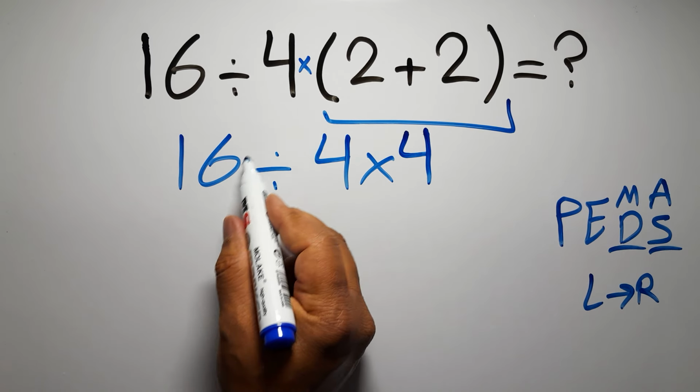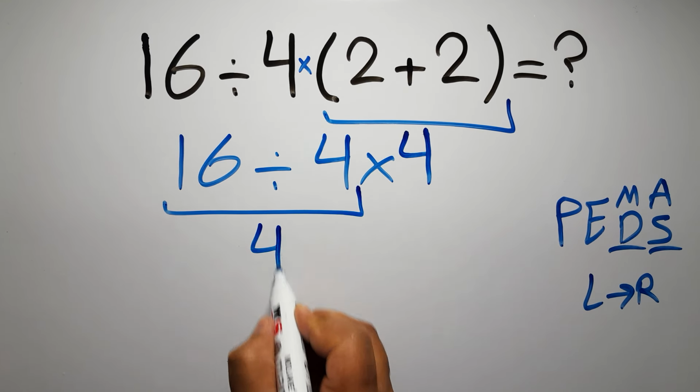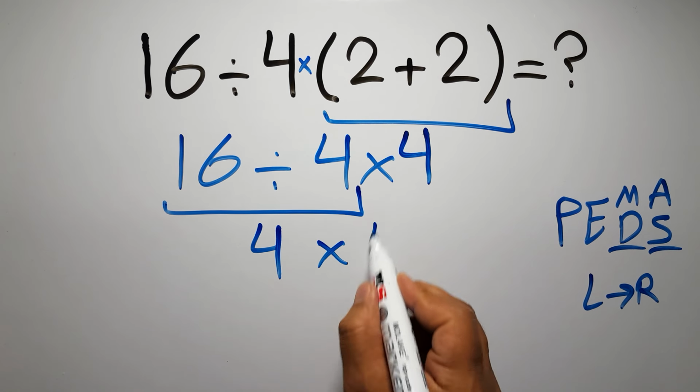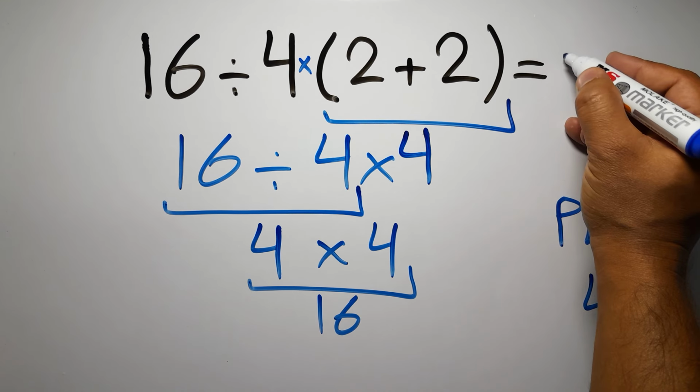So here first we have to do this division. 16 divided by 4 gives us 4. And 4 times 4, which equals 16. And this is our final answer to this problem. The correct answer is 16.